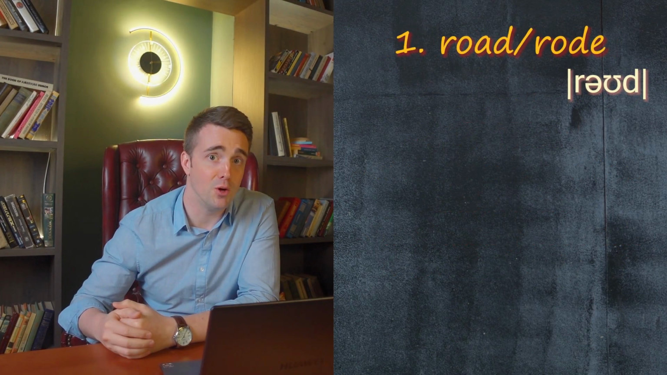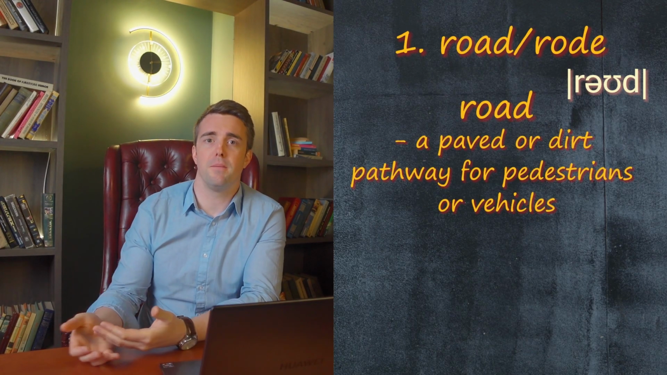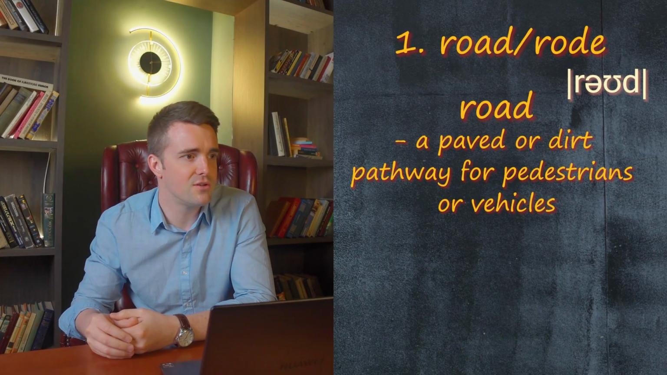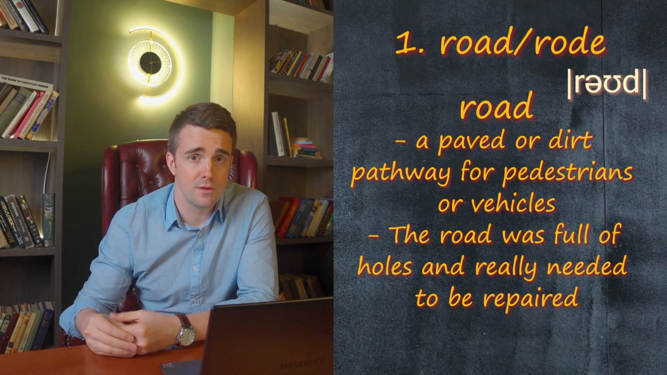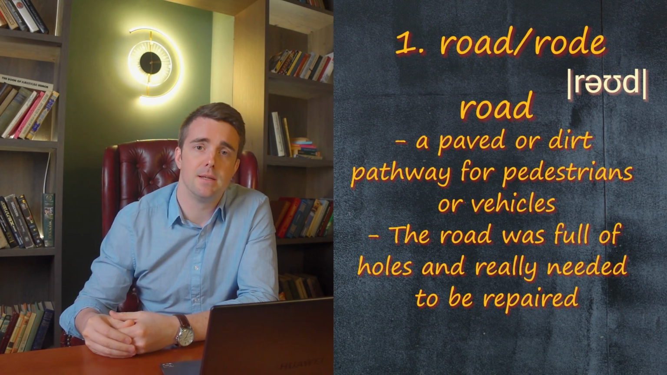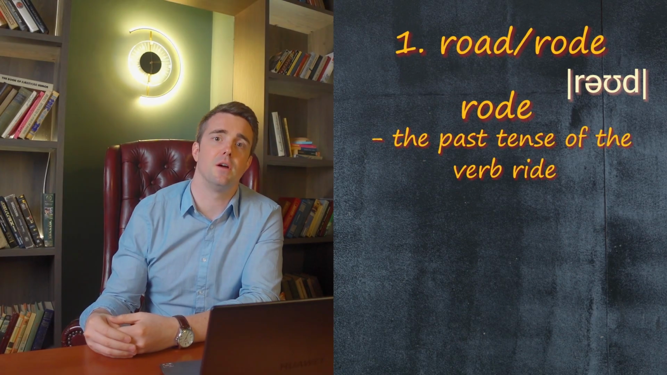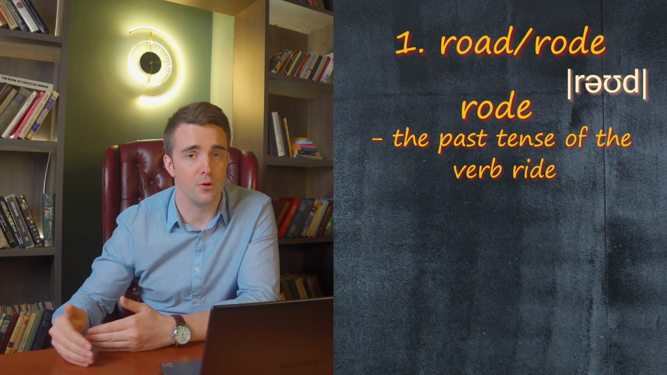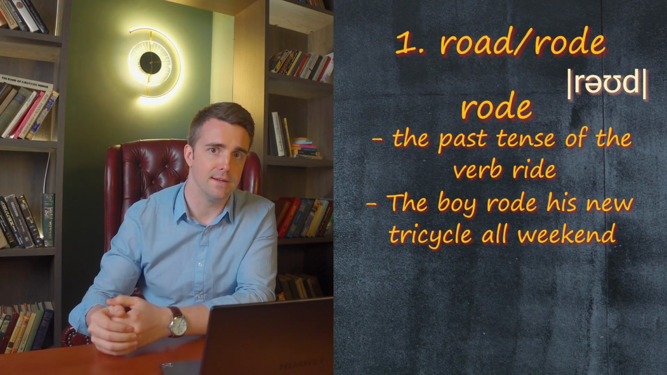Let's have a look at road and rode. Road is a paved or dirt pathway for pedestrians or vehicles. For example, the road was full of holes and really needed to be repaired. And rode is the past tense of the verb ride. For example, the boy rode his new tricycle all weekend.